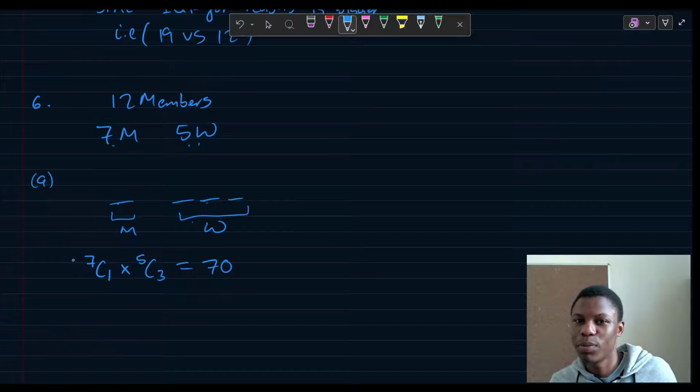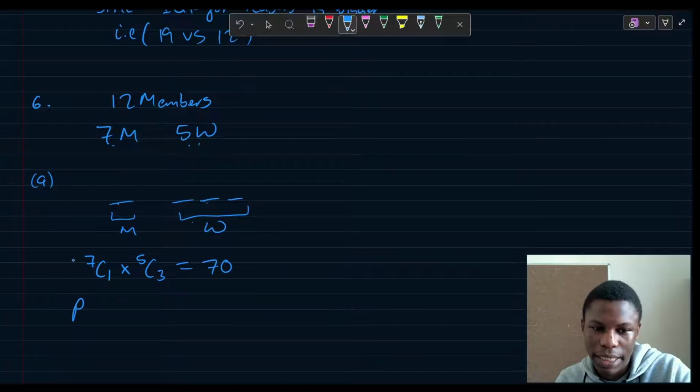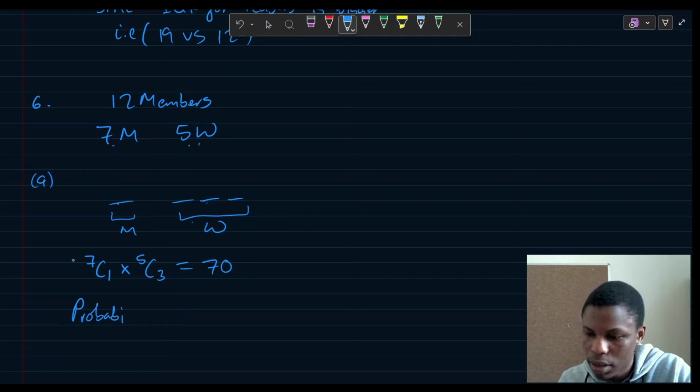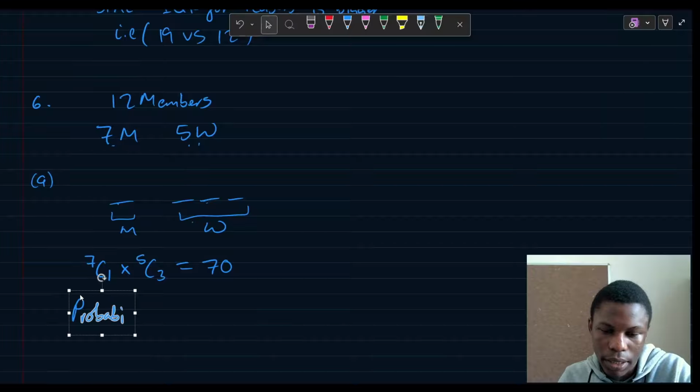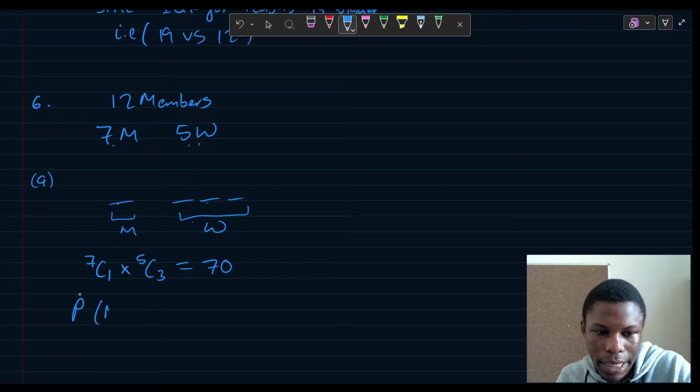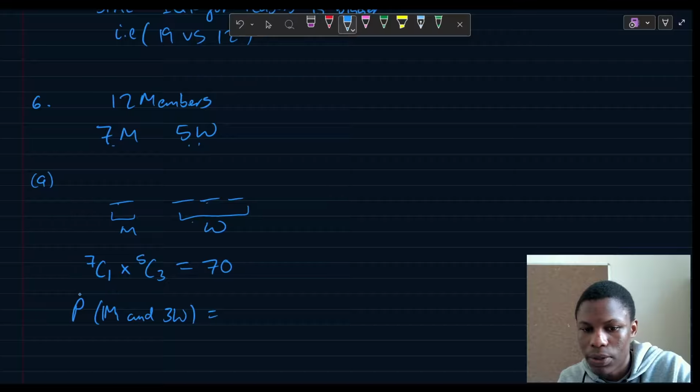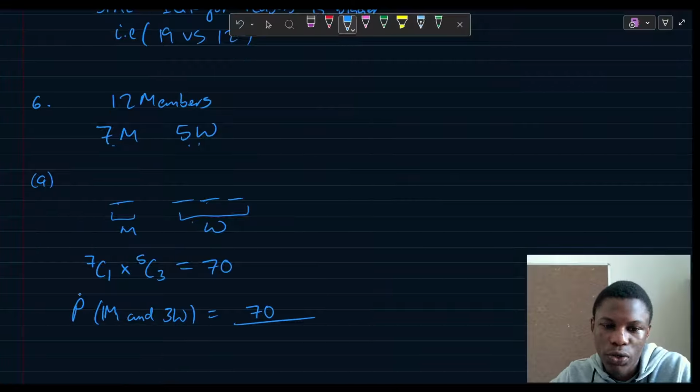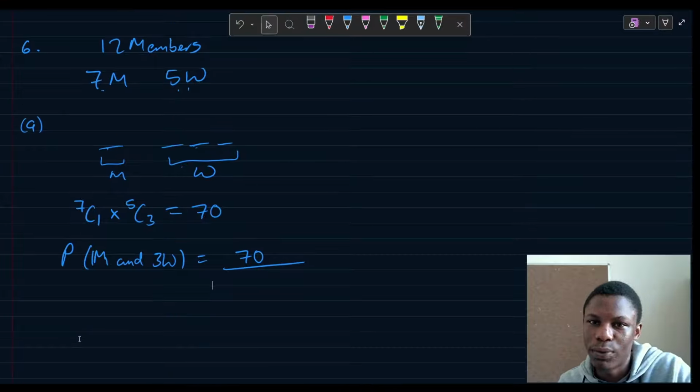But they want a probability. So for probability, let me write it as the probability of 1 man and 3 women, 1 M and 3 W, is equal to the number of selections given this restriction over the total possible ways we can select 4 people without any restrictions.